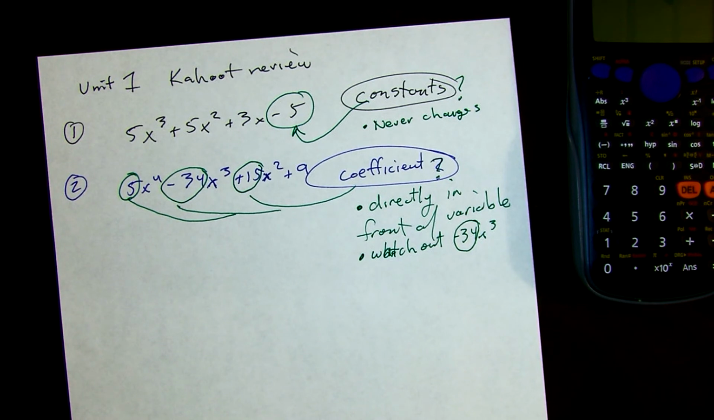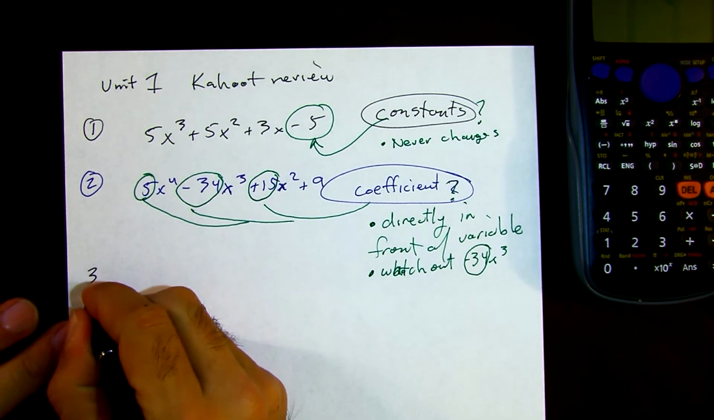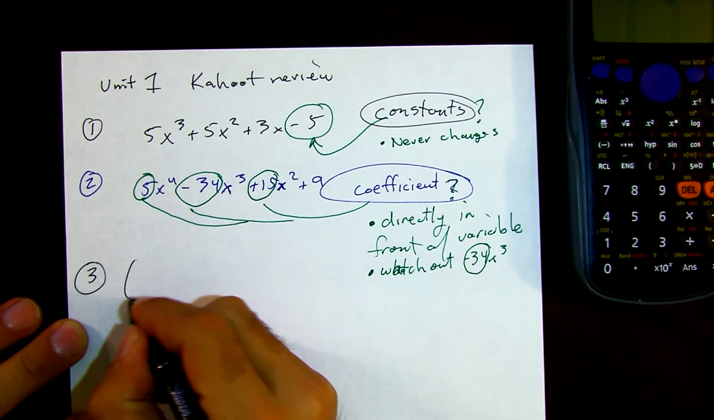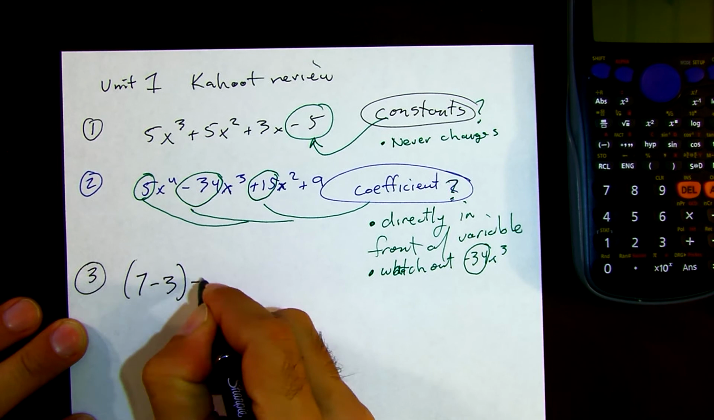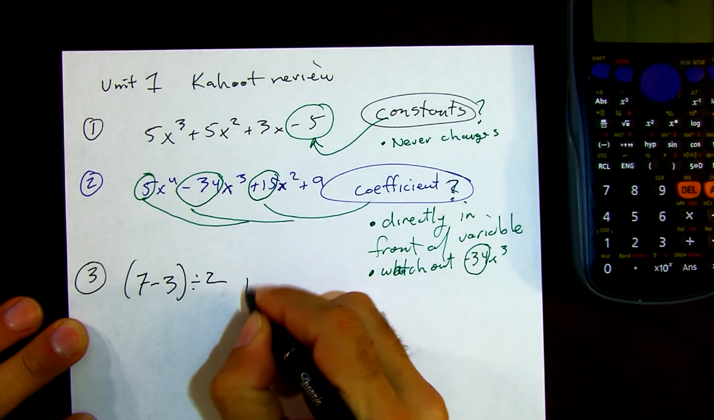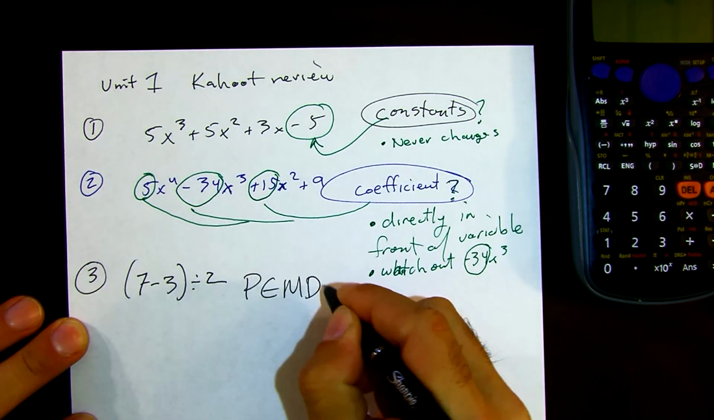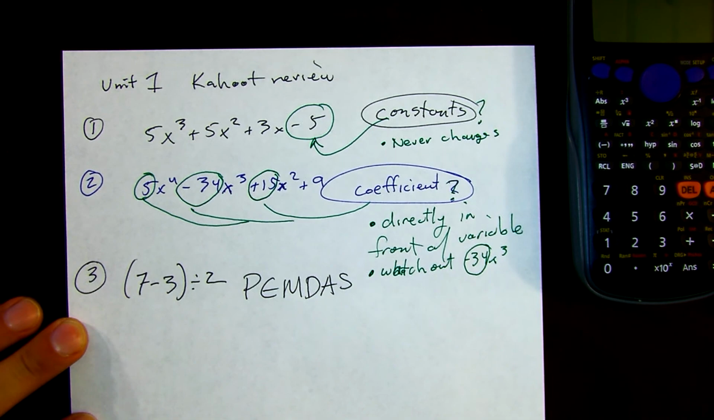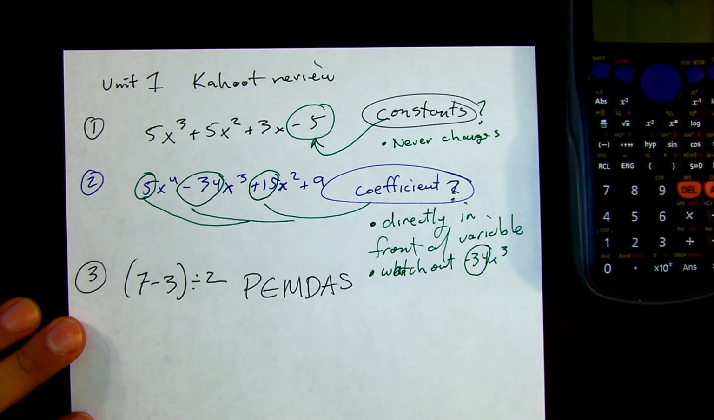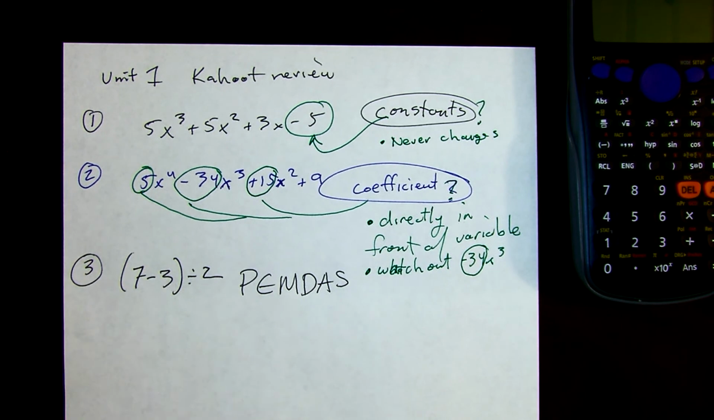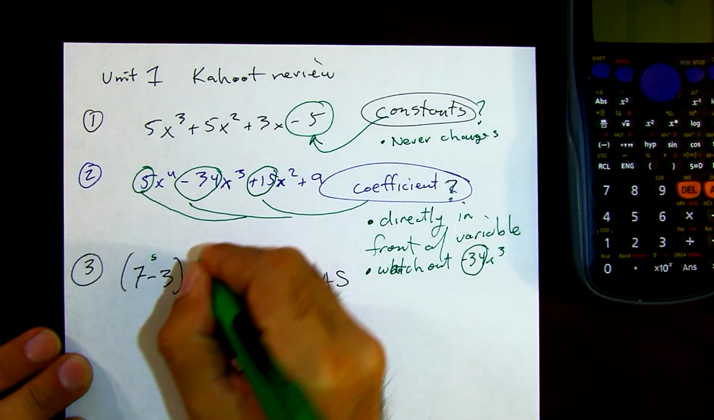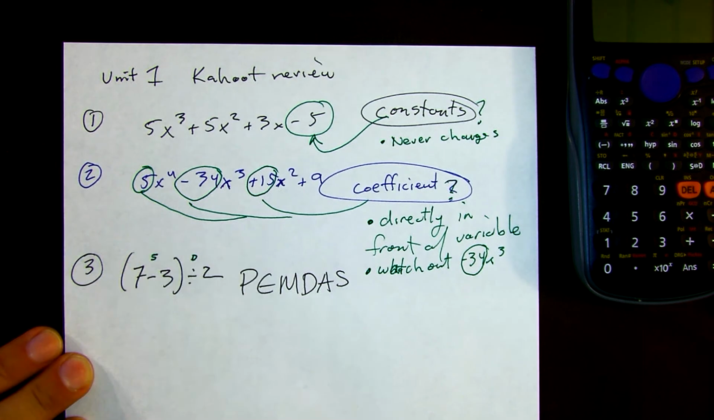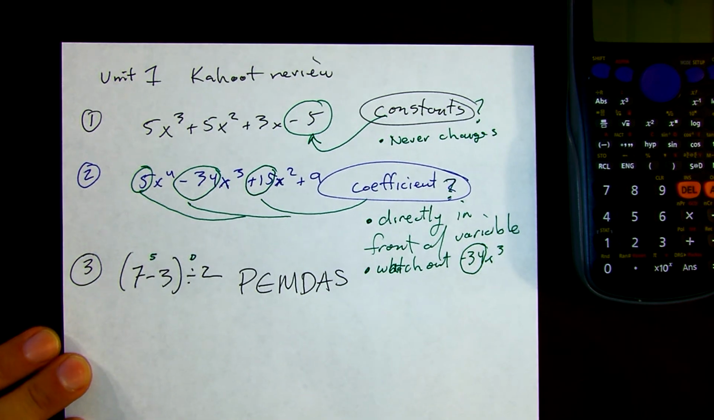All right, this one's straightforward. Simplify the expression. If I'm writing notes for this, I would write the expression 7 minus 3 divided by 2. And then I would write next to it PEMDAS. This is a PEMDAS problem. So I would label this is subtraction, this is division. So that tells me, hey, what do I do first?